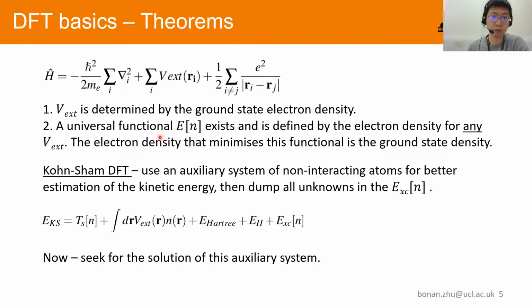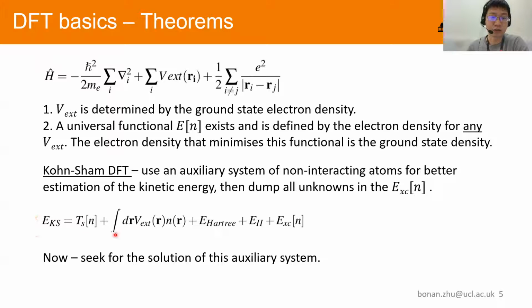And basically what we do is we change the electron density until we reach the minimum energy given the functional. And the flavor of this DFT is actually called Kohn-Sham DFT, in which we solve an auxiliary system of non-interacting atoms, to further simplify the problem.